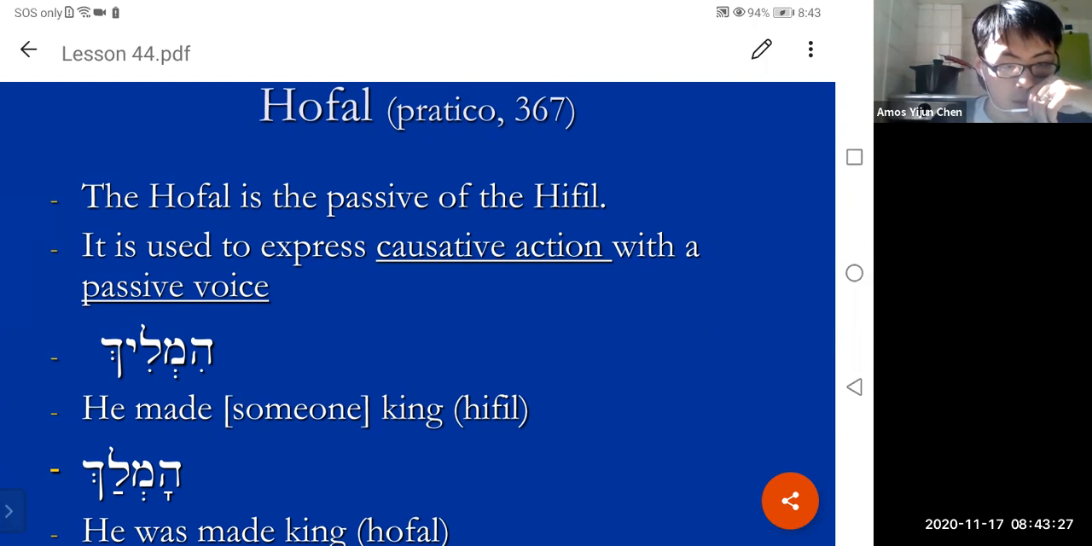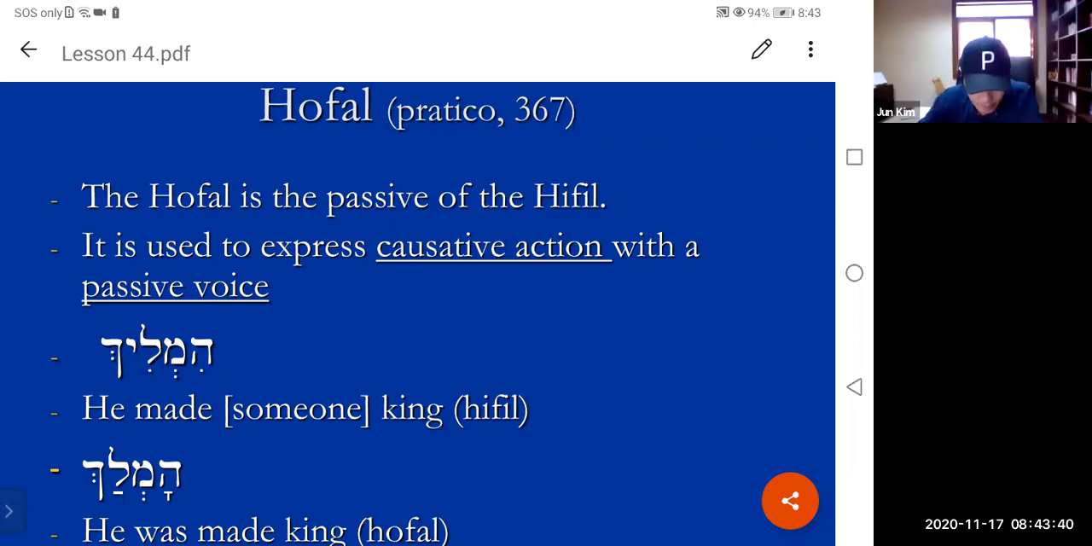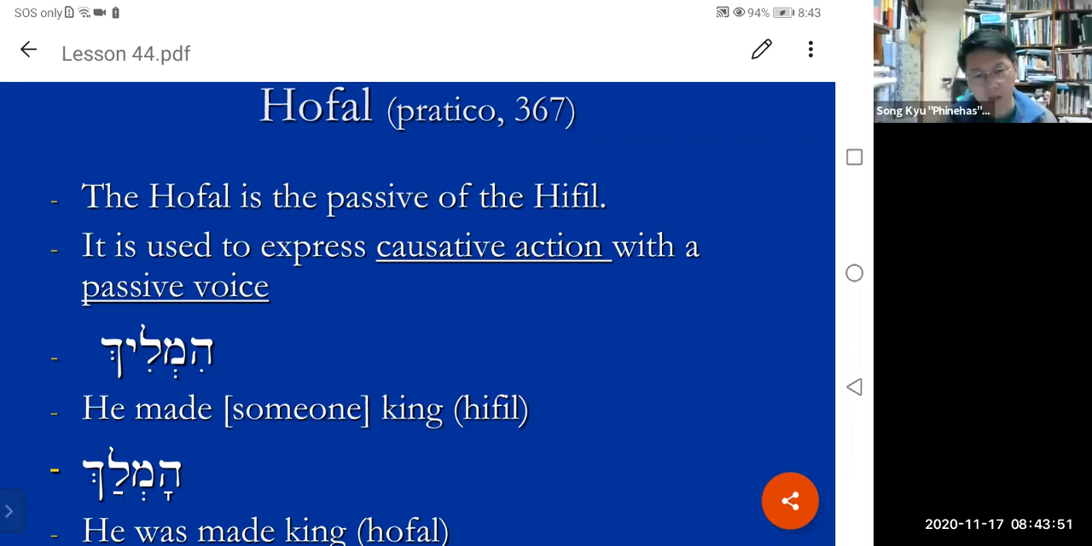This word, Himlik, he made someone king, which is Hifil, but Hamlak, he was made a king, which is Hofal. Okay, so Amos, understanding that the second one is a Hofal stem, then the pronunciation should be different, right? How are you going to pronounce it? Homlak.